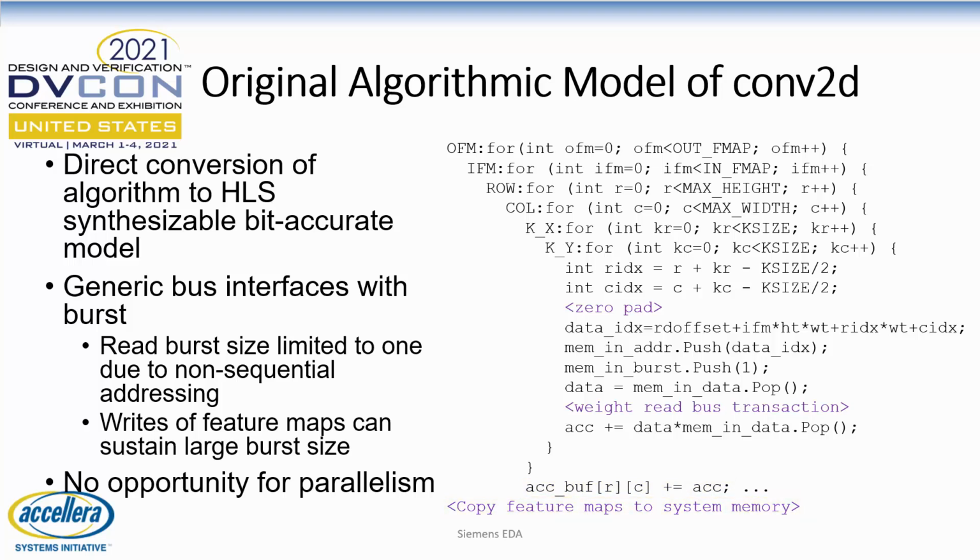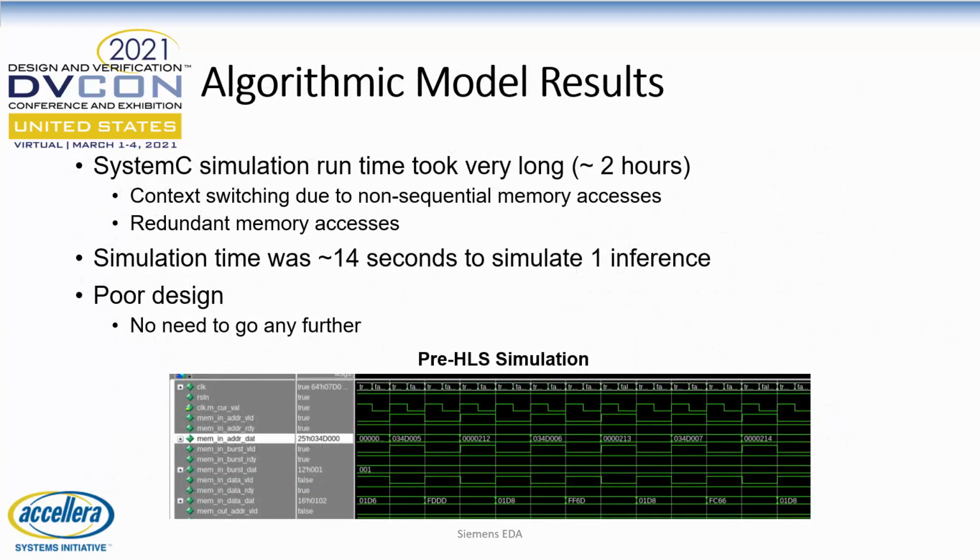The copy back of the feature maps can sustain larger burst size. This synthesizable implementation, while functionally correct, contains no opportunity for parallelism. Running the SystemC MatchLib simulation took a very long time for this particular example, greater than 2 hours. And this was due to the large amount of context switching due to all of the non-sequential memory accesses on our generic bus interface. Furthermore, there were many redundant memory accesses because of the repeated rereading of both the data and the weights.